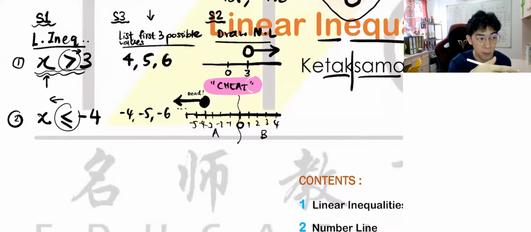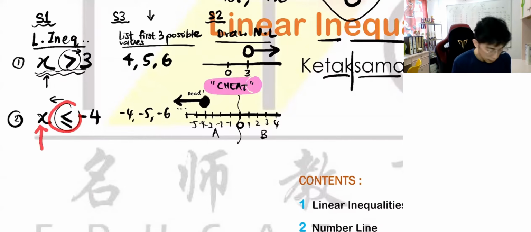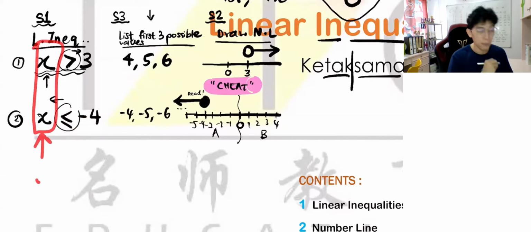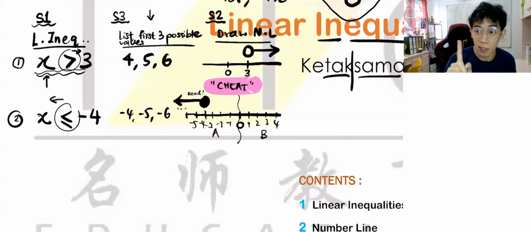For the students that asked me about this, look at this. Make sure your x is on the left side. Then can you see this arrow? Follow the arrow, then you can read the question. Always, every time, but you have to make sure your x is on the left side. This left side thing is very important.